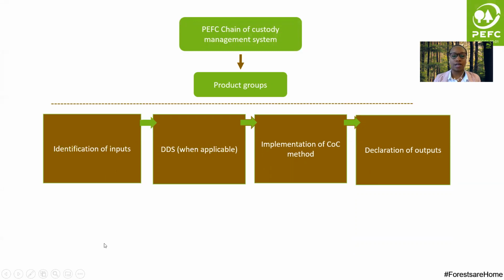So like I said earlier, the chain of custody process involves identification of inputs, the due diligence system, if applicable, the implementation of the chain of custody method, and the declaration of outputs. So this diagram is just to show you where we are and what we are going to look at next.